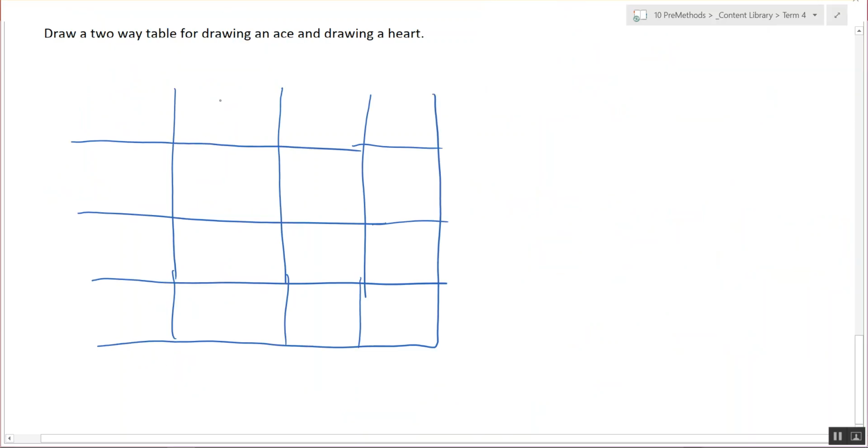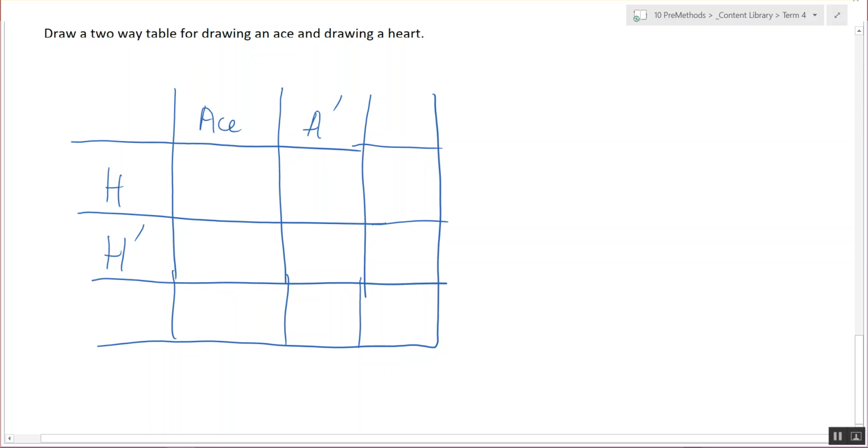Drawing an ace. Alright? We also have the complement of that, so not drawing an ace, which is given by a dash. Drawing a heart, and the complement not drawing a heart. So this is how a two-way table works. Each box is like an intersection of the two events.